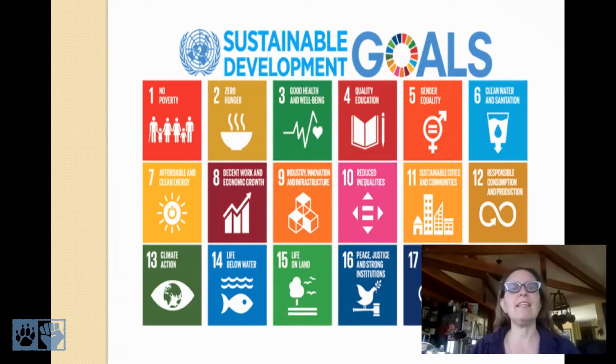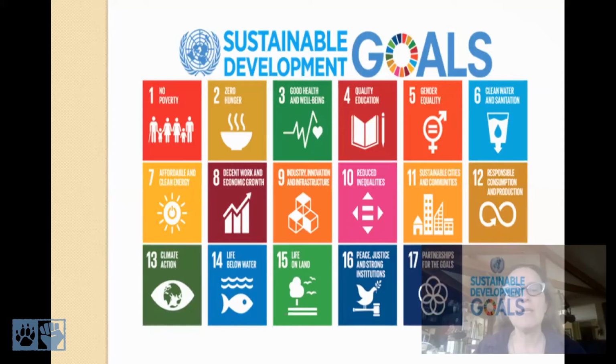The first is no poverty. The second is zero hunger. You see, it's very ambitious by 2030. Good health and well-being, quality education, gender equality, clean water and sanitation, affordable and clean energy, decent work and economic growth, industry, innovation and infrastructure, reduced inequalities, sustainable cities and communities, responsible consumption and production, climate action, life below water, we will discuss that, life on land, we will discuss that, peace, justice, and strong institutions. And 17, partnership for the goals. So those are the 17 very ambitious Sustainable Development Goals that the United Nations has laid out.